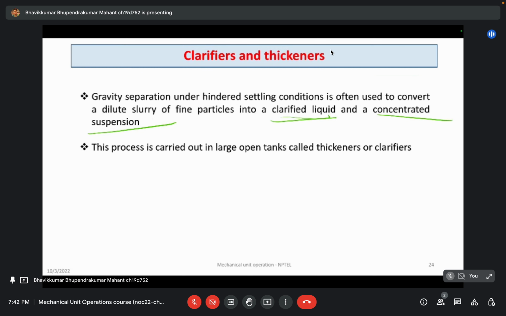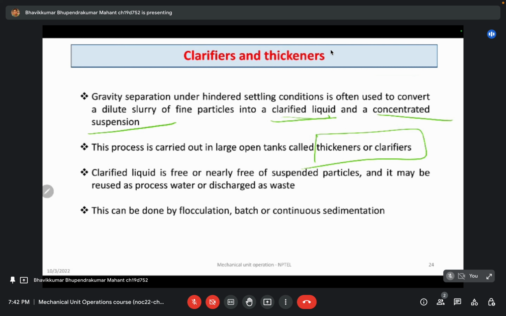This process is carried out in large open tanks called thickeners or clarifiers, and mostly in wastewater treatment plants you will find this kind of process taking place. Now the clarified liquid is free or nearly free of suspended particles, and it may be reused as process water or discharged as waste. So this is a much more important aspect of clarification of the water. This can be done by flocculation, batch or continuous sedimentation. There are mainly three processes.